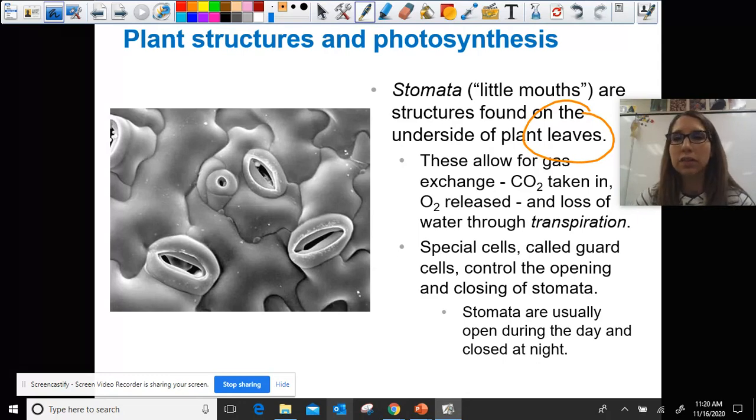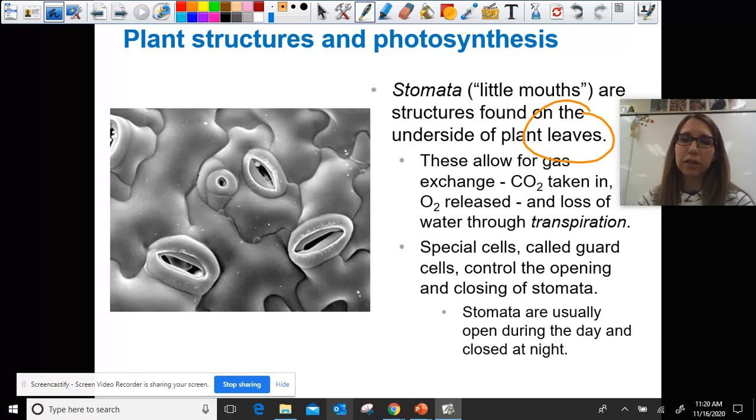Okay, so leaves in a plant are optimized for photosynthesis. And within those leaves, there are substructures, smaller organs and tissues that play more specific roles than to just say photosynthesis, right? One of those structures is called stomata.